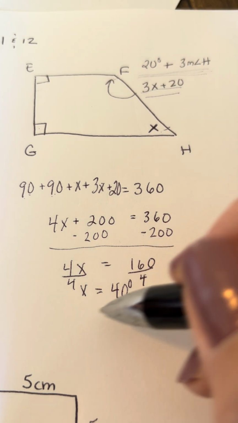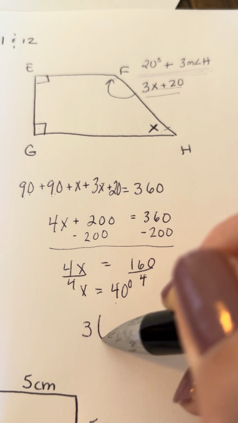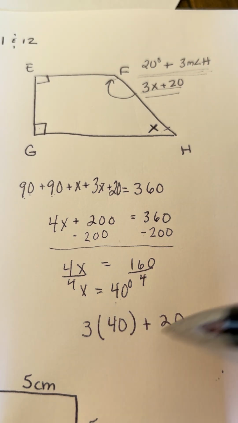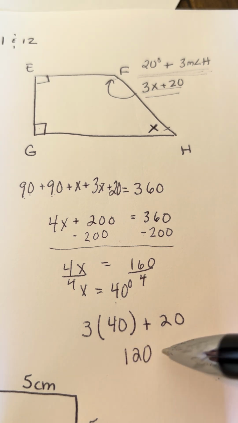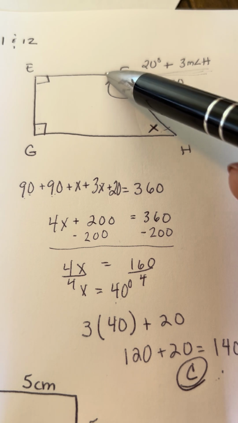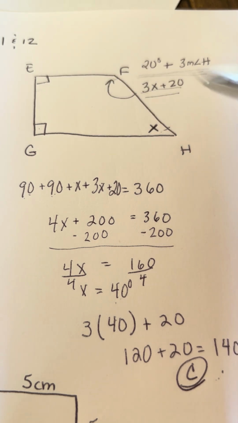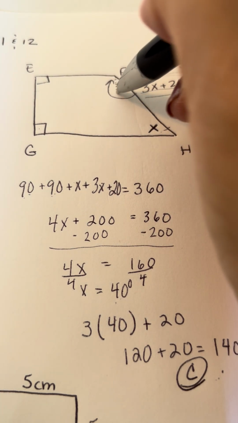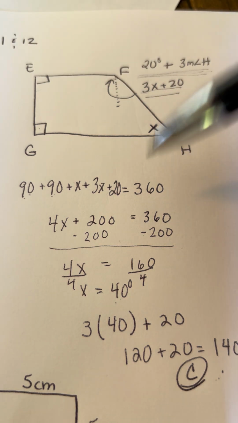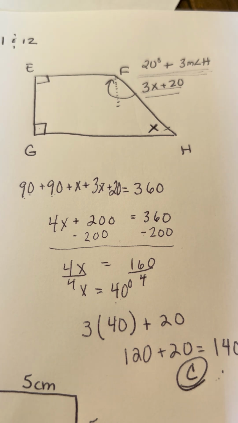So what I need to do is put this into this equation here to get what angle F is. So we're going to say 3 times 40 plus 20. So that's 120 plus 20 is 140. So 140 degrees is answer C, which makes more sense because looking at how wide this is opened, 90 degrees would be about there. So clearly it's more than 90, so it's not the 40. And 140 is a very plausible answer. So I know I did that right.